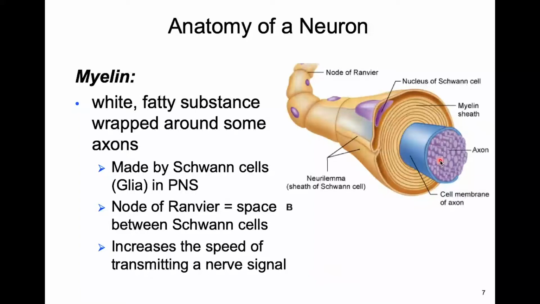Some of them are very long and have to transmit these signals over very long distances. To make that process more efficient, our bodies are set up where these neurons are myelinated, wrapped in a layer of myelin to provide insulation. Number one, it makes sure the signal is consistent down the length, but also that the speed of transmission is as efficient as possible.